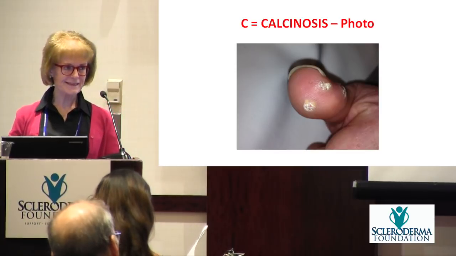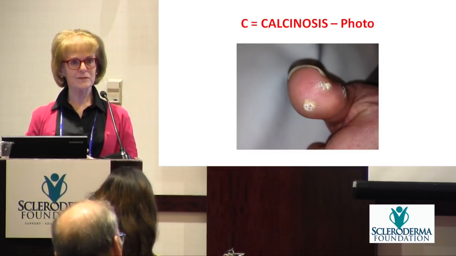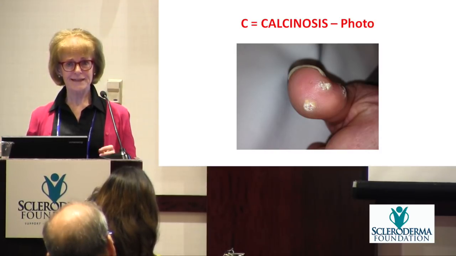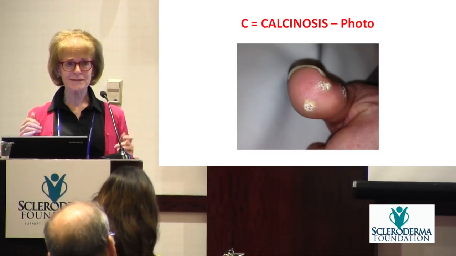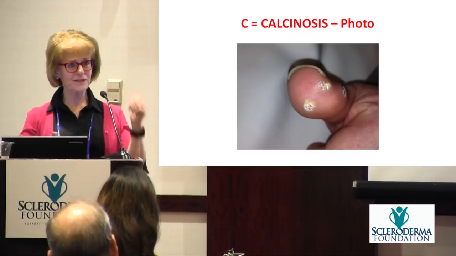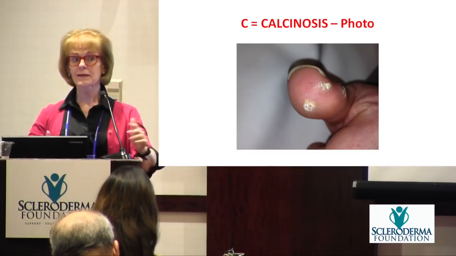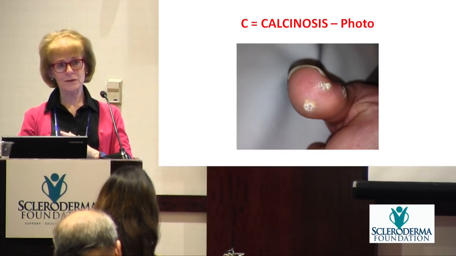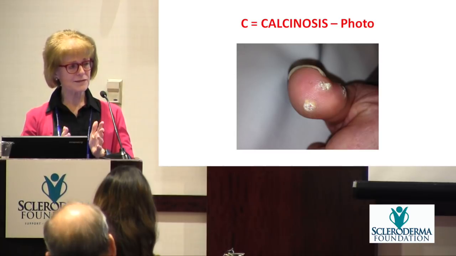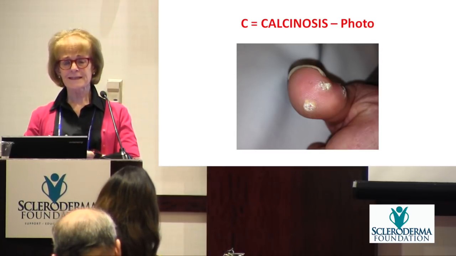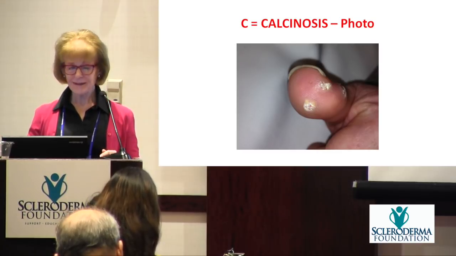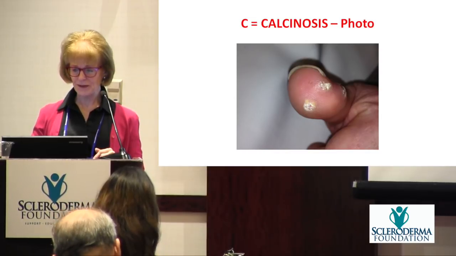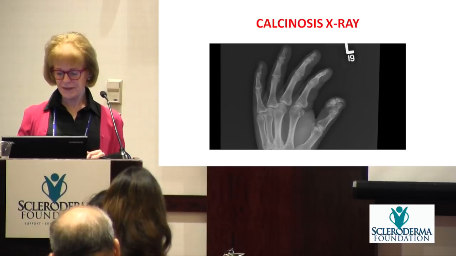So calcinosis. This is something I'm going to talk about very briefly and then go on to something else, because this is something none of us know what to do about. It is annoying. It tends to occur in pressure points. So the thumbs, sometimes the feet, over the forearms where you rest your arm. And once it starts, it can go away on its own. It can stay stable. It can worsen. And although people have tried lots and lots of different medications, nothing seems to help. So right now it's an area of active research, but unfortunately we don't have a therapy that seems to be effective.